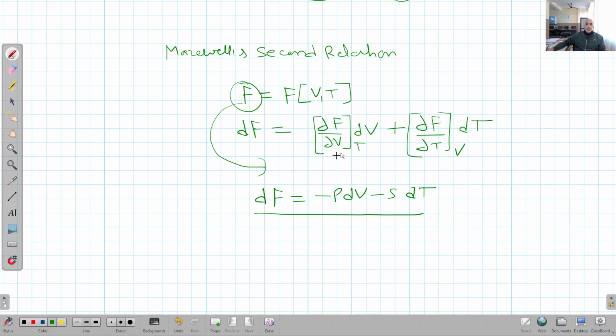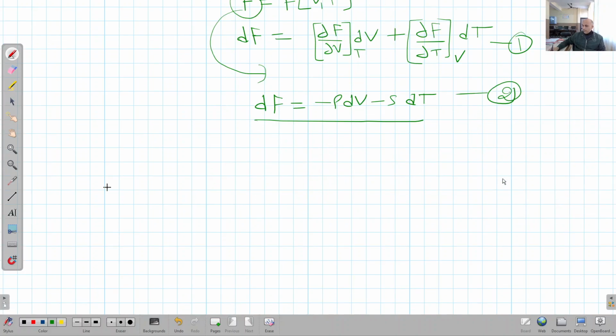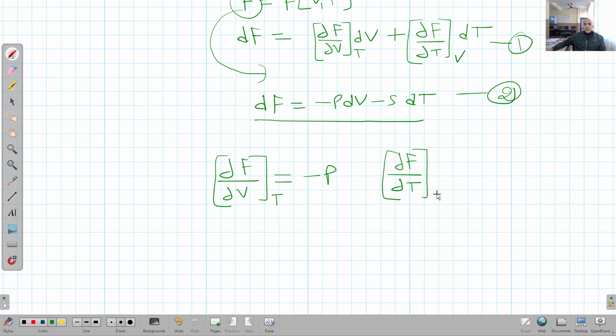So if we compare these two equations, equation number 1 and equation number 2, then what we will find? We will find (∂F/∂V) at constant T is equal to minus P, and (∂F/∂T) at constant V is equal to minus S. You can say this is equation number 3, right?